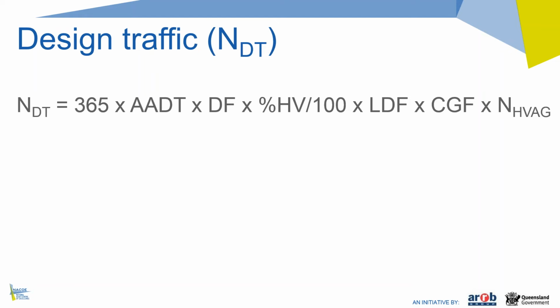Before I start describing the thickness design part of it, we need to first calculate the design traffic in terms of the number of heavy vehicle axle groups, which is NDT in that formula. I'm sure the pavement designers out there would recognise that formula, which is straight from the current Austroads guide. So simply 365 times our AADT times our direction factor times the proportion of heavy vehicles times the lane distribution factor, the cumulative growth factor, and our NHVAG factor, which is our average number of heavy vehicle axle groups per heavy vehicle, which can also be determined from the traffic load distribution.